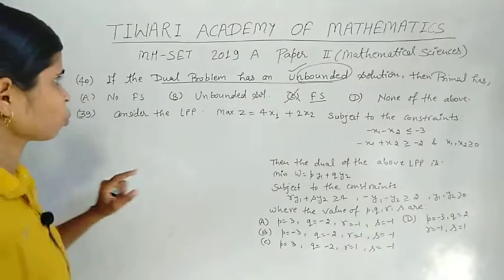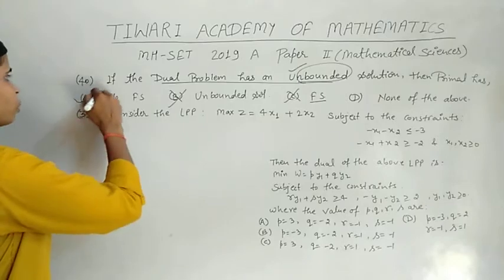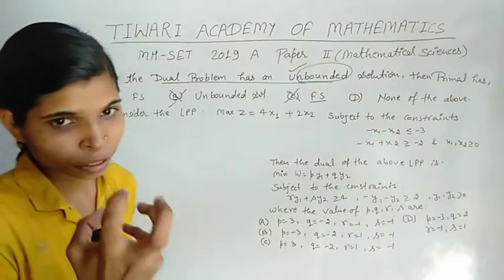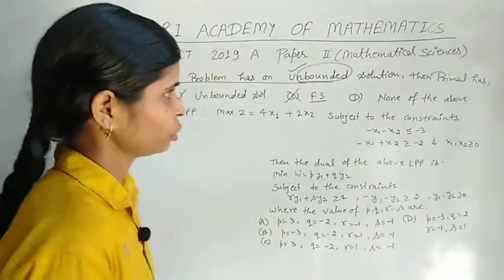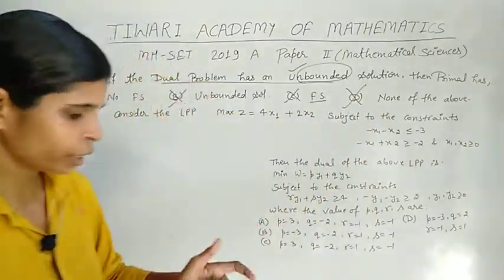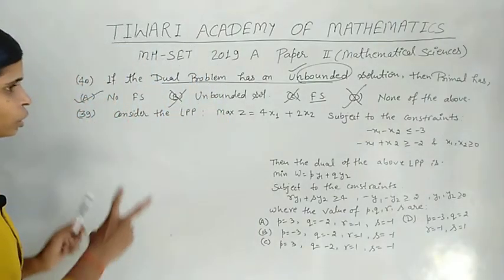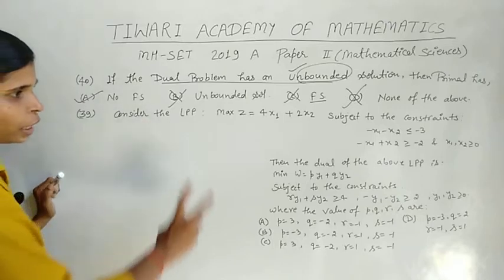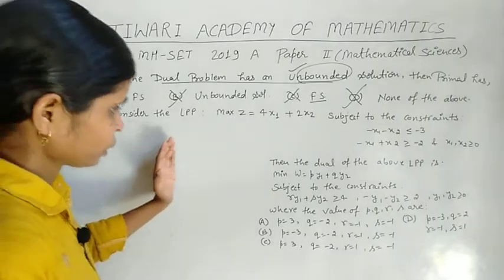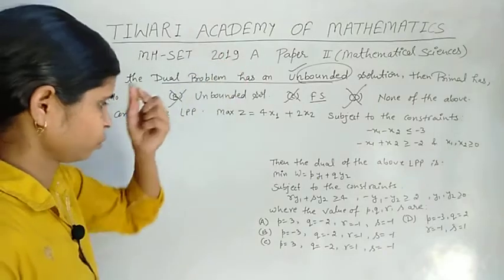Unbounded solution, wrong option. Option A told no feasible solution. Yes, we know that by the trick: if the dual problem is unbounded, then its primal has no feasible solution. Option A is the true option, so option D is a wrong option because it says none of the above. Finally, option A is the true option. This type of question was also asked in 2020. Same to same, it is a question put up in 2020.